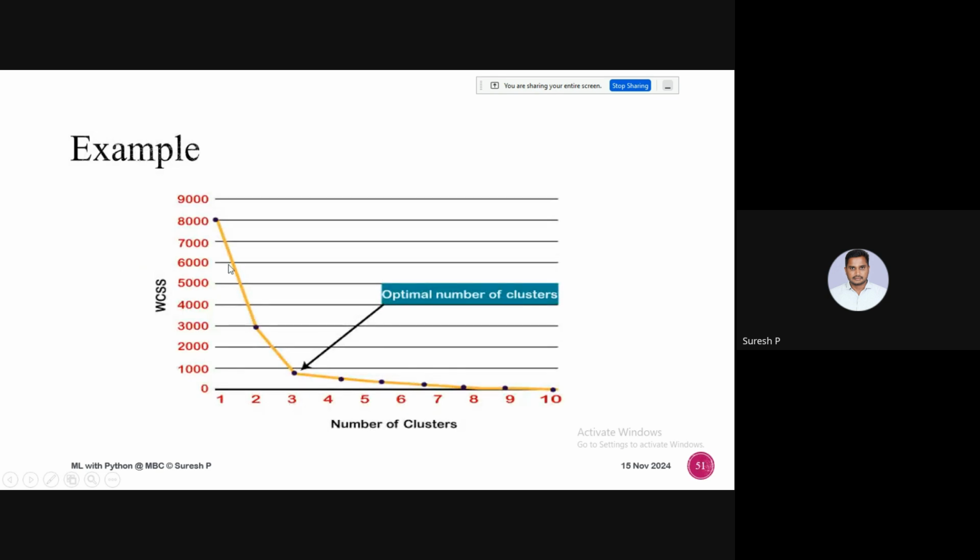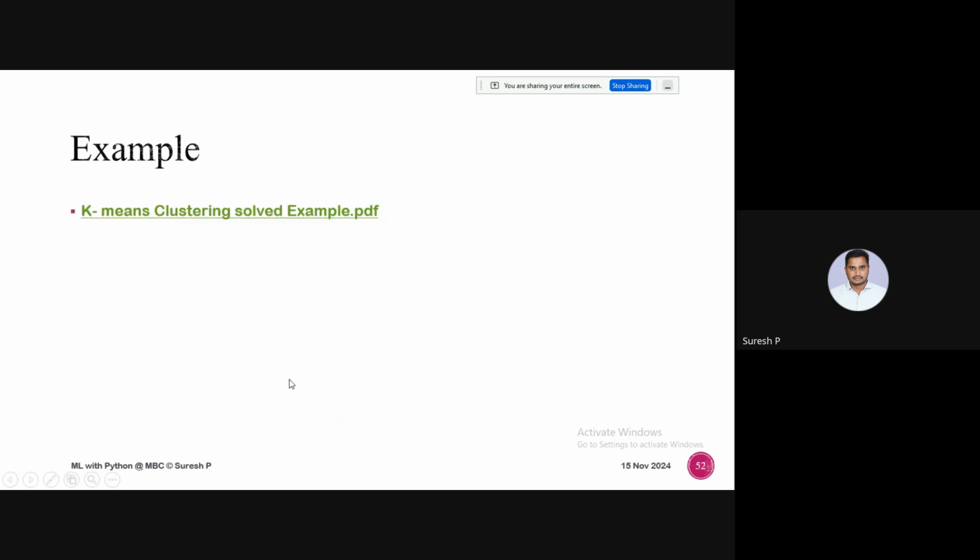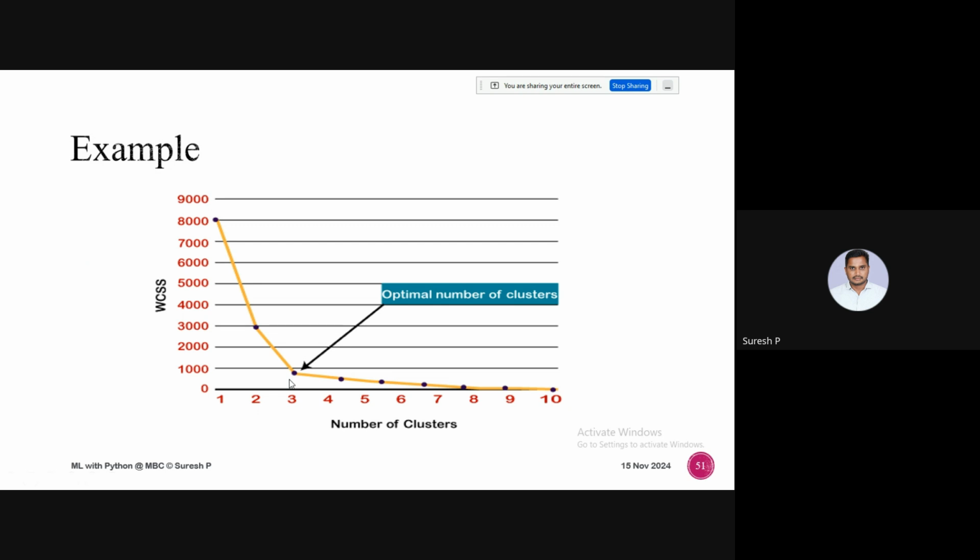For example, when you consider cluster 1, what is the WCSS value? Cluster 2, what is the WCSS value? Cluster 3, WCSS value. Cluster 4, WCSS value. Like that, we have to calculate the WCSS value for the different numbers of clusters. Then at a particular moment, you can find a direct bend. That bend value will be the best optimal k value. Based on that, you can identify it. So that is the best k value.